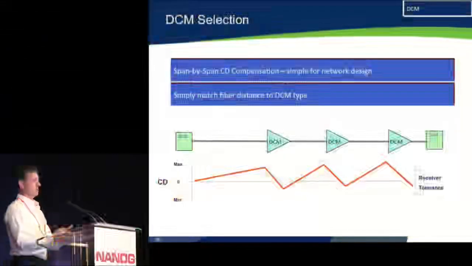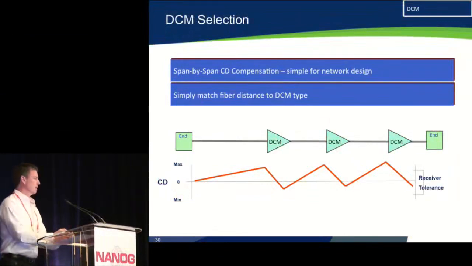So you would specify the DCM to be for a 200 kilometer length or an 80 kilometer span. And it's simple: a plug-in, passive element that achieves that compensation.